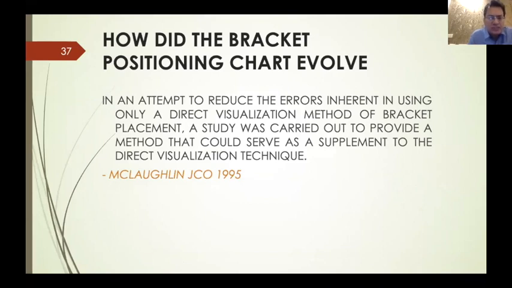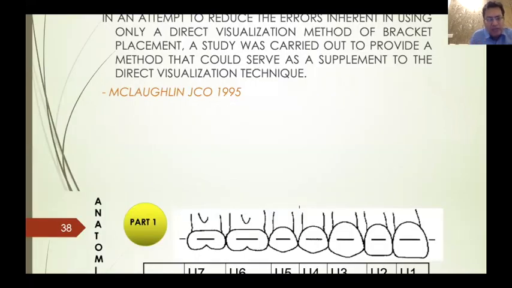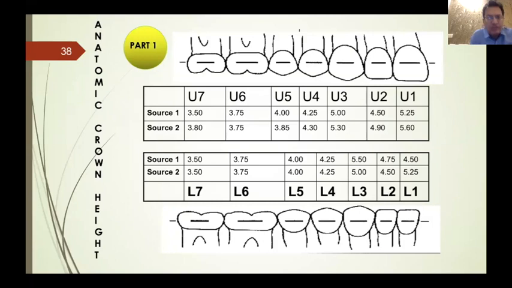Now, how did this bracket placement chart develop? All of us use this, but we are not aware how this chart came into work. The series of articles by McLaughlin in the Journal of Clinical Orthodontics in 1995 brought about the evolution of the bracket placement chart. What was part one of the study? They wanted to look at what would be an ideal position of the bracket to give a good finish.